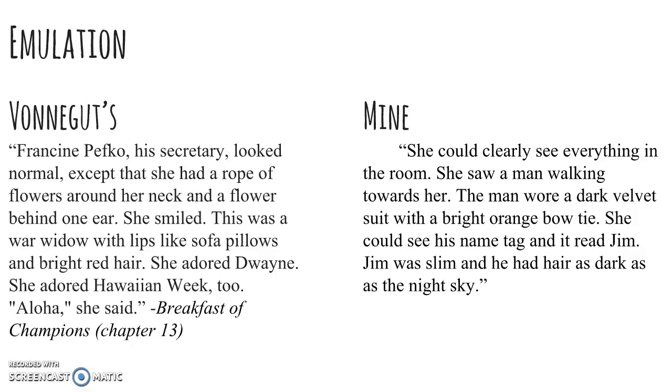So Vonnegut's was: Francine Pefko, his secretary, looked normal except that she had a rope of flowers around her neck and a flower behind one ear. She smiled. This was a war widow with lips like sofa pillows and bright red hair. She adored Dwayne. She adored Hawaiian Week too.